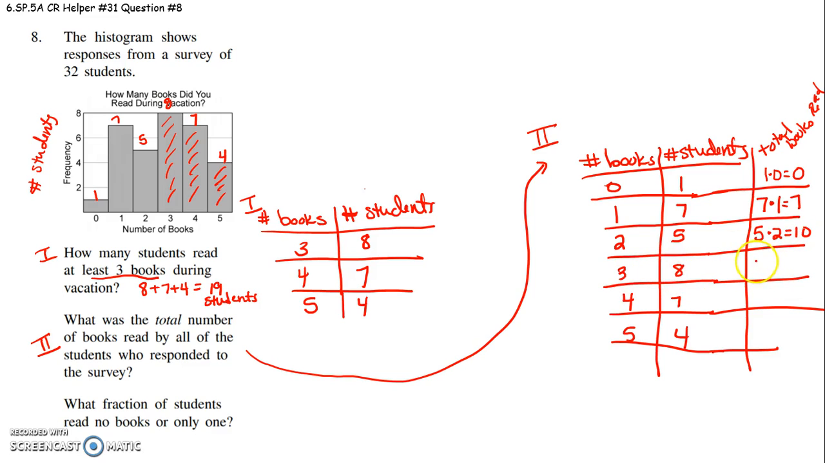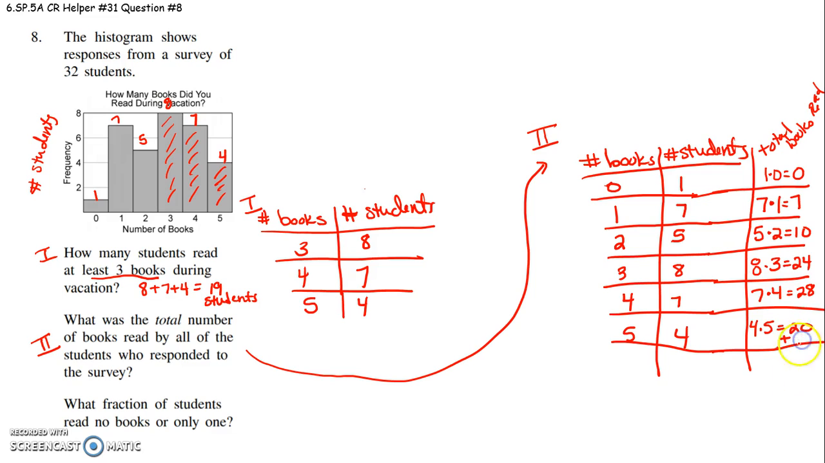8 students each read 3 books. 8 times 3, that's 24 books. 7 students each read 4 books. 7 times 4, that's 28 books. 4 students each read 5 books. 4 times 5, that gets us to 20 books.